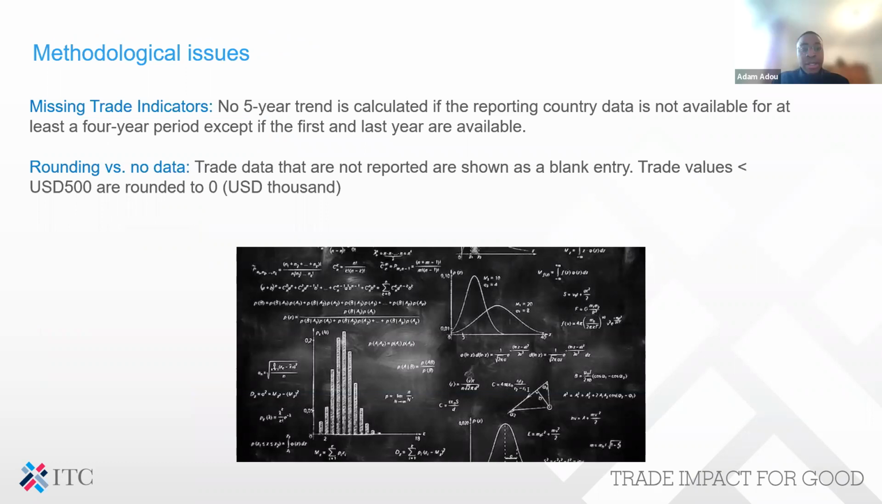Regarding the methodological issues, there is still some indicators that are missing, not computed for a specific product because we don't have enough data. So in such cases, we're not computing the trade indicators because their meaning would be a little bit biased, because we do not have the data for those specific products. So if we don't have, let's say, 5 years of good data for a country, we won't compute those trade indicators. And when data are not reported for specific products, then we round to 0 those data. Also, when the value exported or imported of a specific product is under 500, we round it to 0.